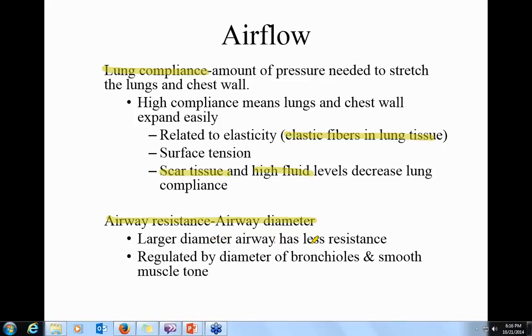A larger diameter has less resistance. One way to think about this is if you think about drinking a milkshake. If you use a big straw, it's much easier to bring the milkshake in than if you're using a coffee stirrer, let's say.